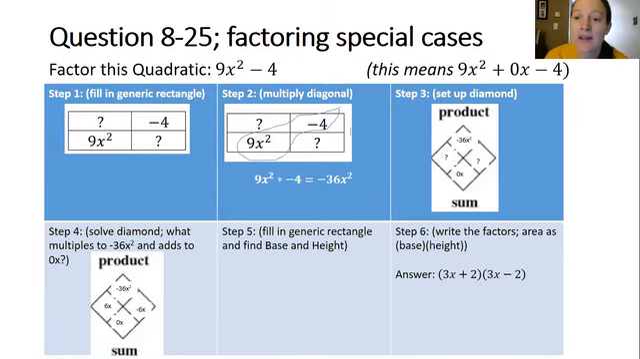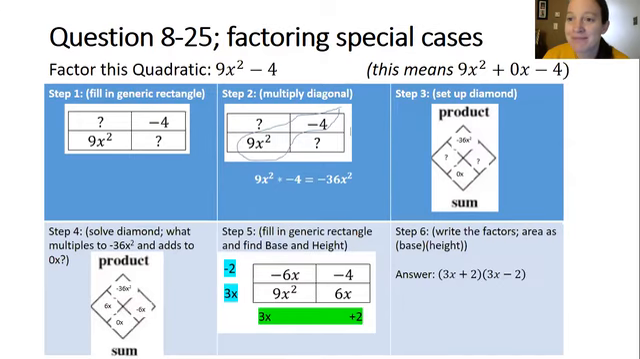Now I can go ahead and find my generic rectangle. So again, pause the video, fill in those question marks in your generic rectangle and see if you can find the base and the height. Okay, it's really important to see if you can do that.